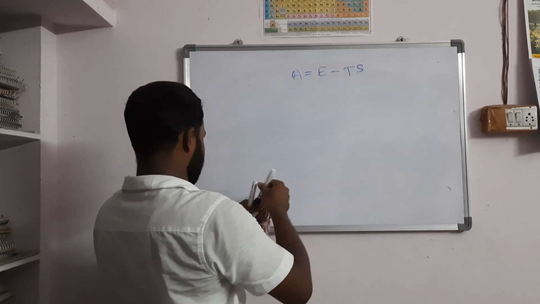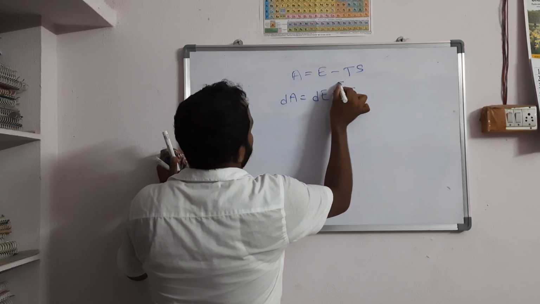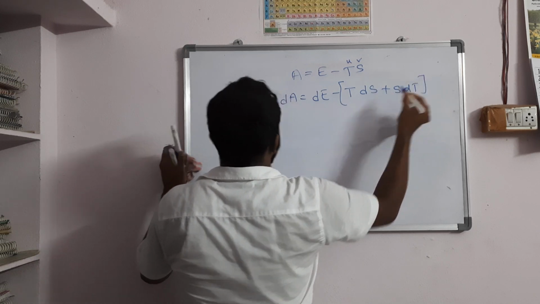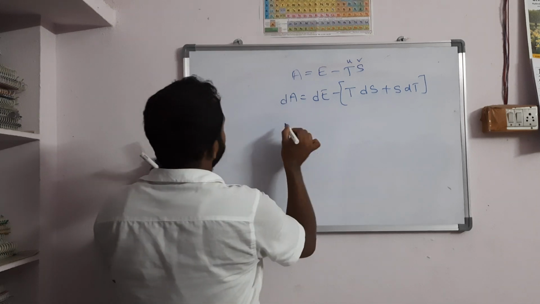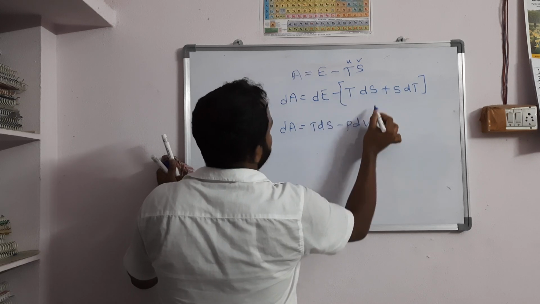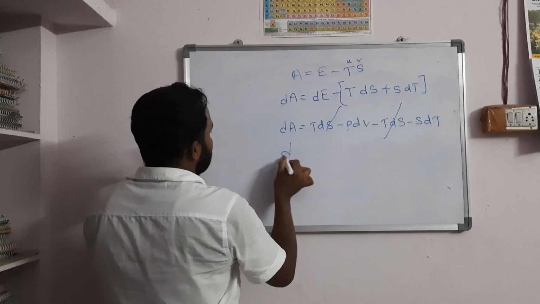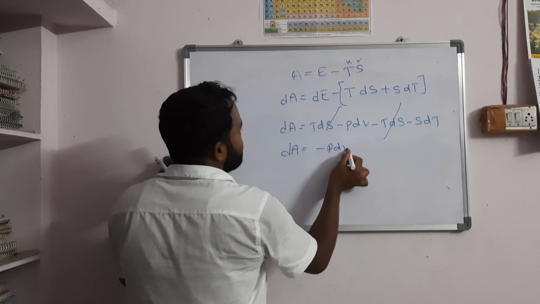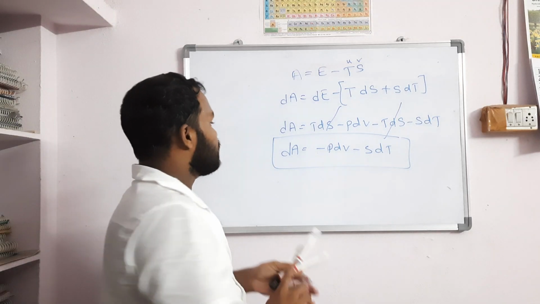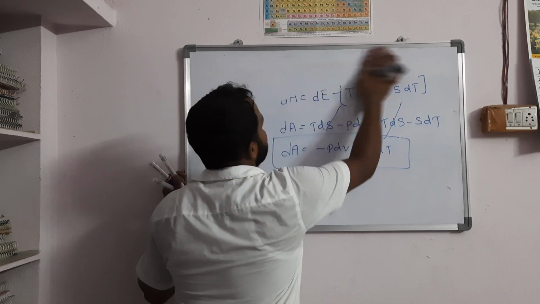dA is equal to dE minus bracket start, TdS plus SdT. Already we know what dE is: dE is equal to TdS minus PdV, and multiplying the minus inside, minus TdS minus SdT. Now TdS gets cancelled. dA is equal to minus PdV minus SdT. This is called the second Gibbs equation. By remembering this, you can solve Maxwell equations very easily.